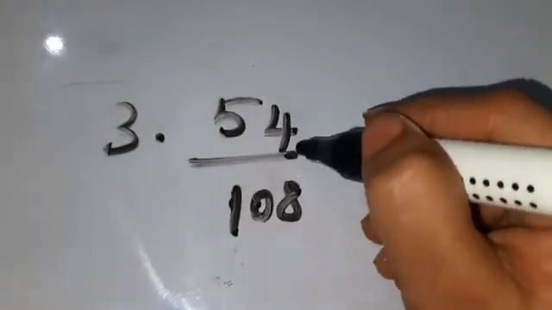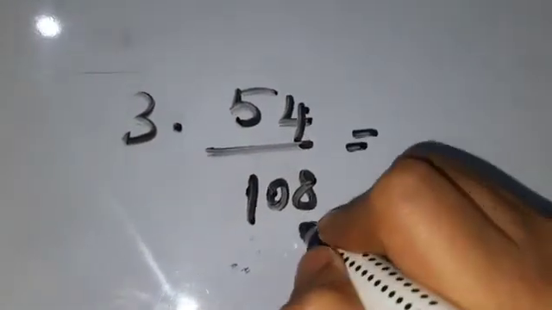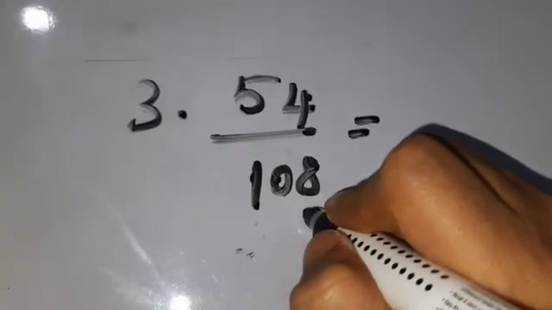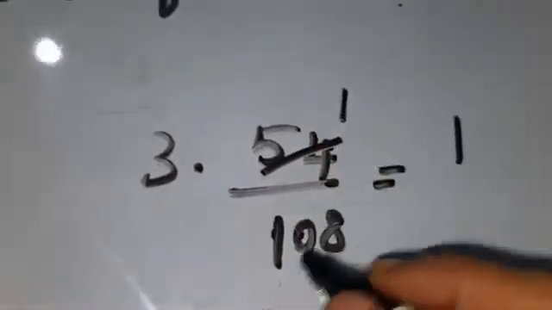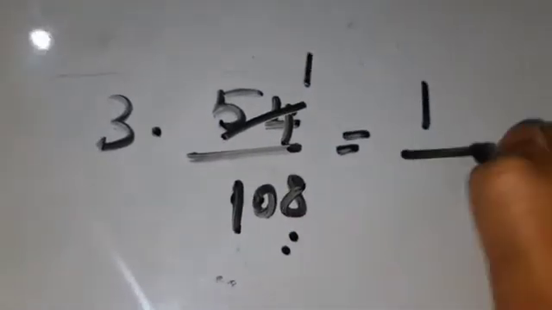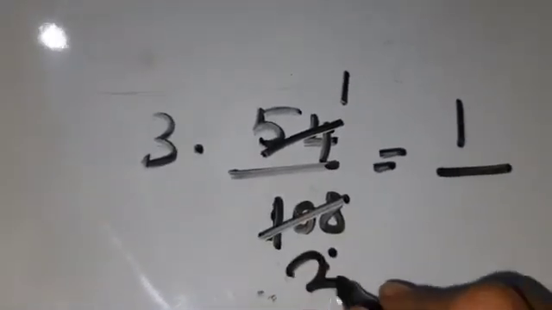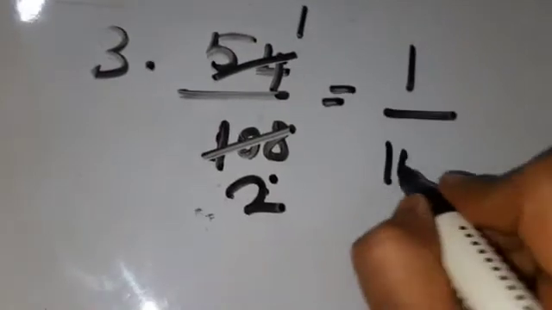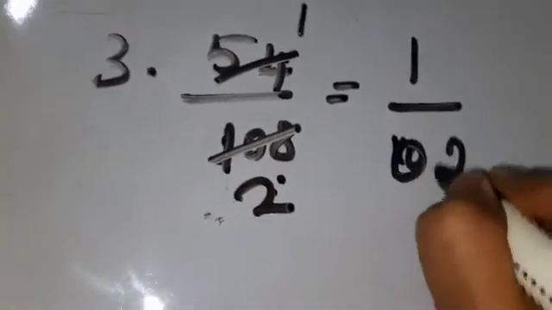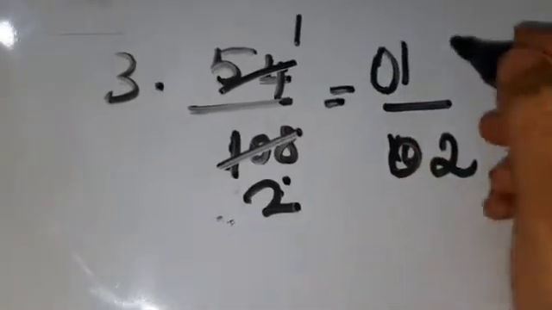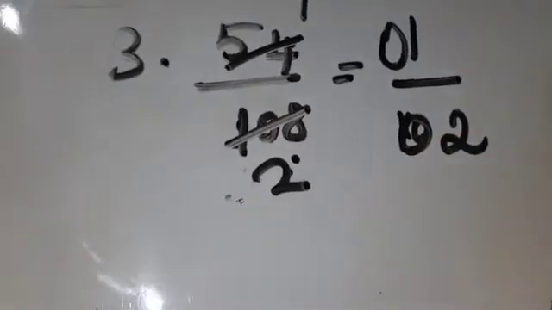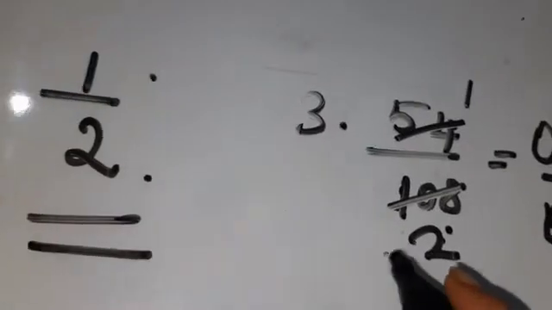See here, the given fraction is 54 by 108. Can be simplified in 54 table itself. Why? Because 54 into 1 equal to 54. 54 into 2 is 108. So we get 1 by 2. We get 1 by 2. Let's solve the fourth problem.